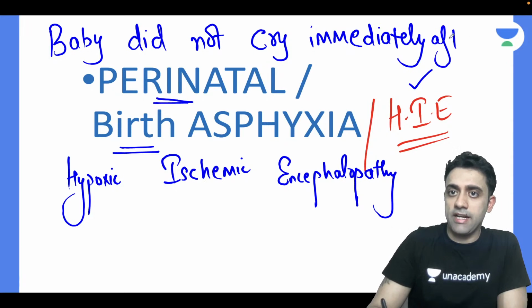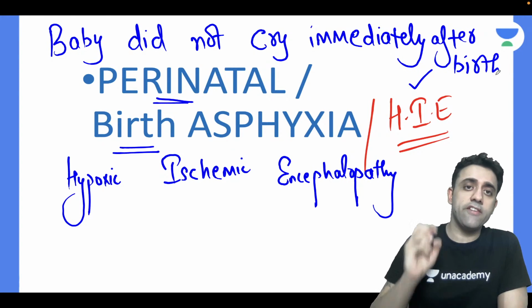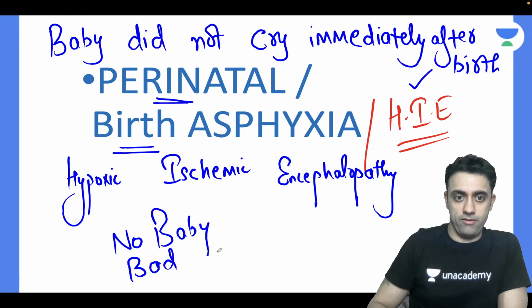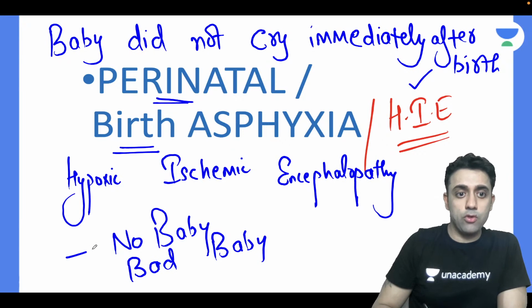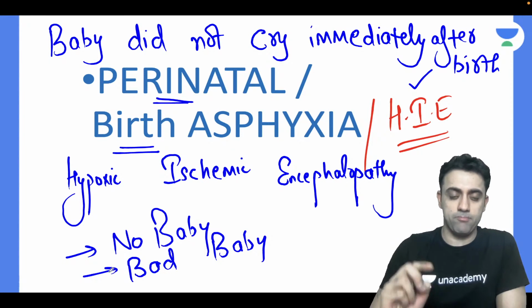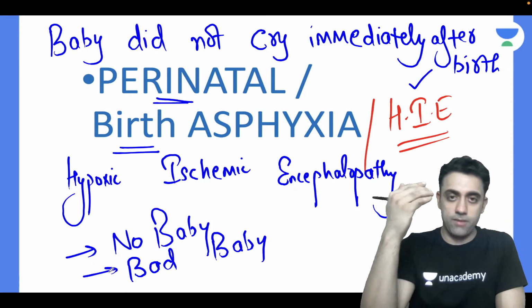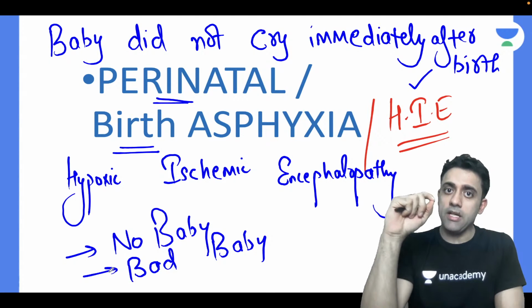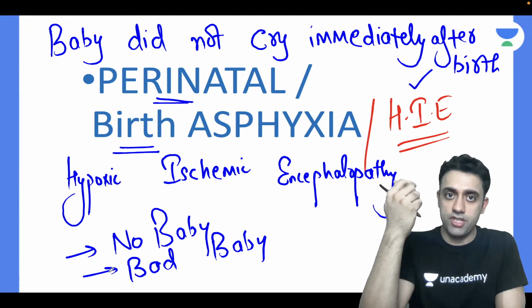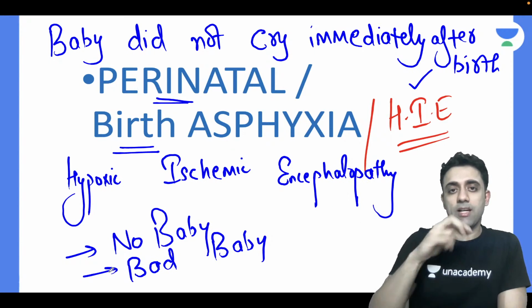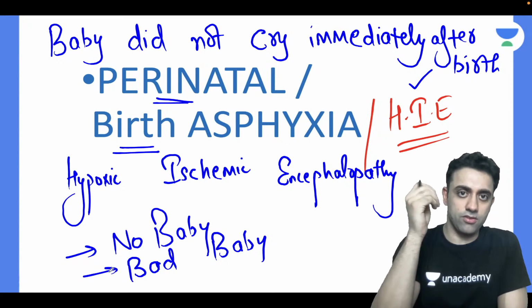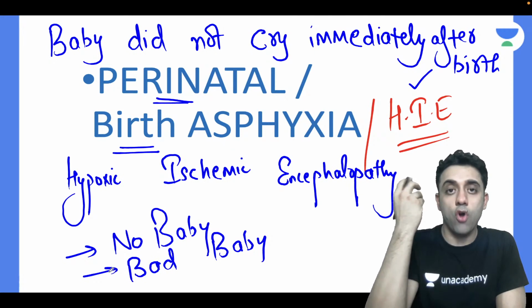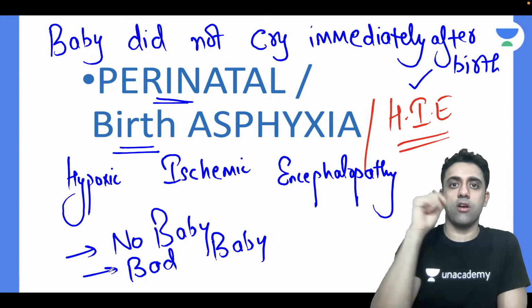I told you in the NRP guidelines, yes or no, okay, it's better to give no baby than giving a bad baby. My HOD always used to say, it's better to give no baby than giving a bad baby. Bad baby means, normally a baby should cry immediately after birth. If the baby did not cry immediately after birth, for example, let me ask you, Hamid, can you tell me one example of a baby not crying immediately after birth? Like one cause, that if this happens, the baby will not cry immediately after birth.